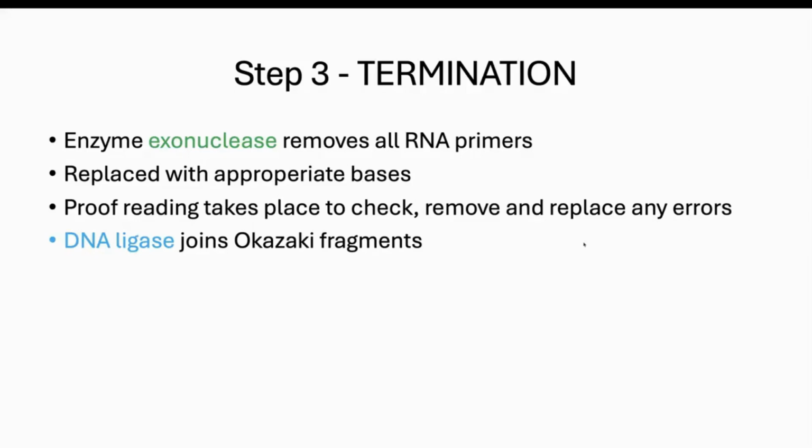So in the insertion step, we learned that RNA primers get attached to the parental strand. These RNA primers will be removed, and that place will be replaced with the appropriate bases. And then proofreading takes place to check, remove and replace any errors that have taken place in the DNA, that is daughter DNA. And as I already told, the Okazaki fragments will be joined with the help of the enzyme DNA ligase. And at last, we can see the parental and the daughter DNA combine together to form a double helical structure of a DNA.